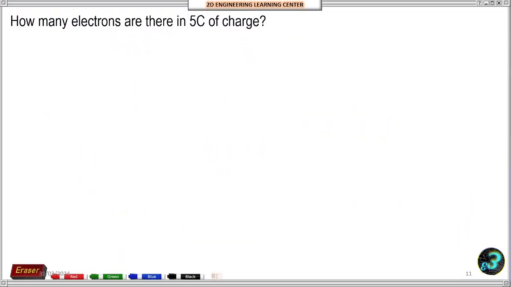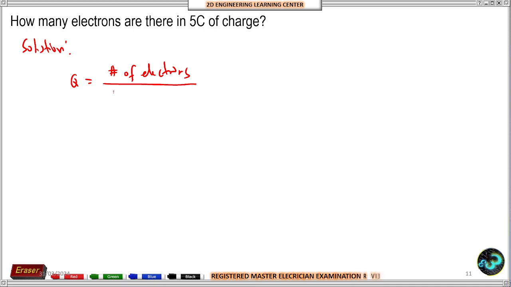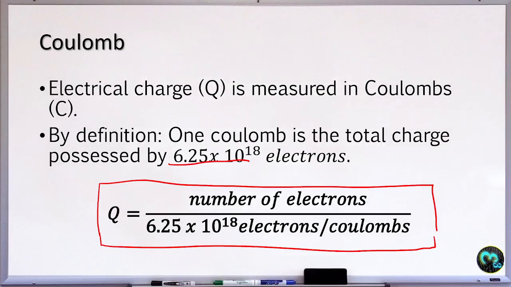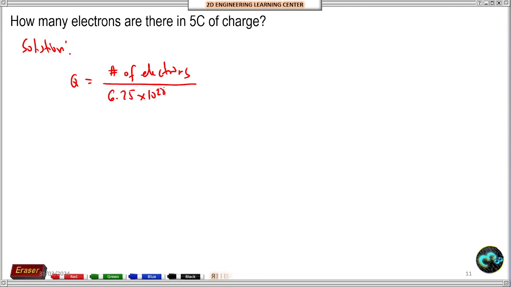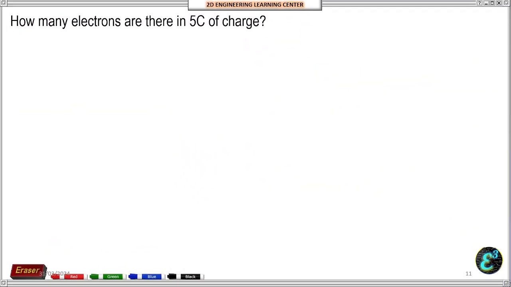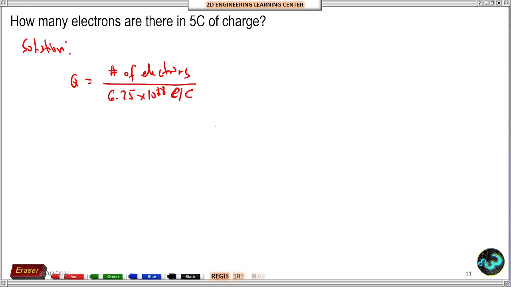Okay, so for this example, how many electrons are there in 5 coulombs? So using the formula, solution. So we have Q, this is our charge, is equal to the number of electrons over 6.25 times 10 to the power of 18 coulomb per electron. Baliktad yata yung ano. Electron per coulomb pala, kasi charge yung hinahanap. So, electron per coulomb. Okay? So, ang given natin is yung charge. So, hahanapin natin is number of electrons.